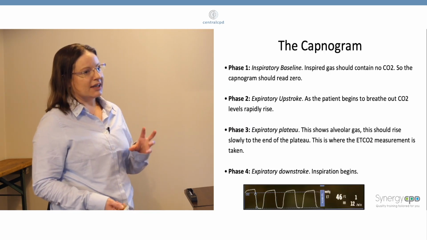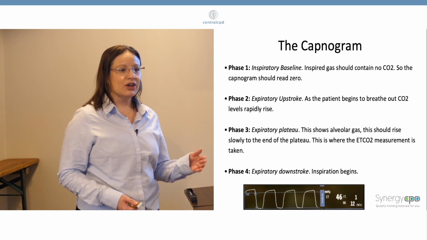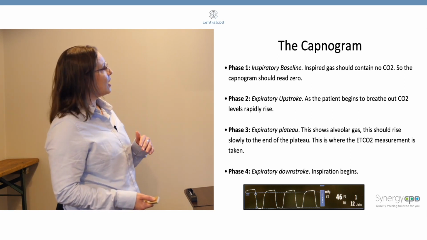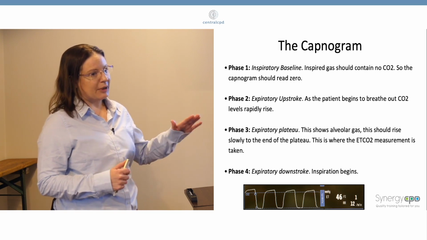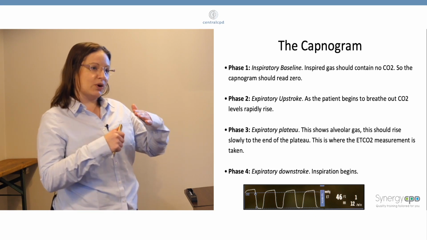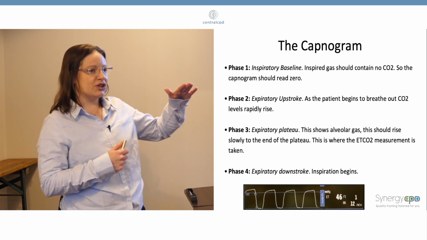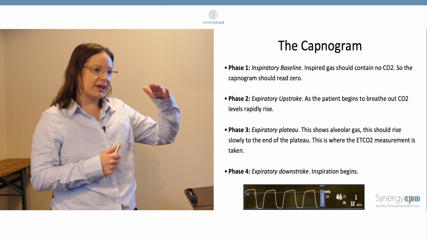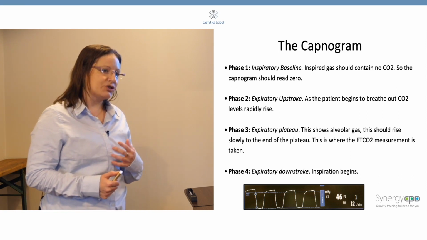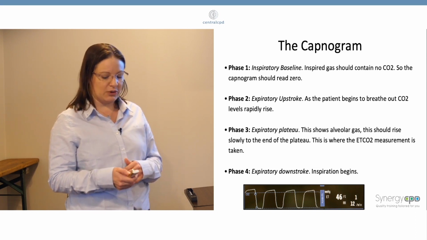The capnogram has 4 phases. The inspiratory baseline: when your patient breathes in, your capnograph should reach the baseline and should read 0. Your expiratory upstroke: as your patient starts to breathe out, you have gases from your trachea and your bronchi, and as it comes out, your upper areas of your lung. Phase 3 is your plateau, so hopefully you should have a nice straight plateau, a little bit of a slope on it, and that's air that's come purely from your alveoli. And then your expiratory downstroke, as your patient breathes in again, hopefully all that CO2 will disappear and it will go back down to your baseline.